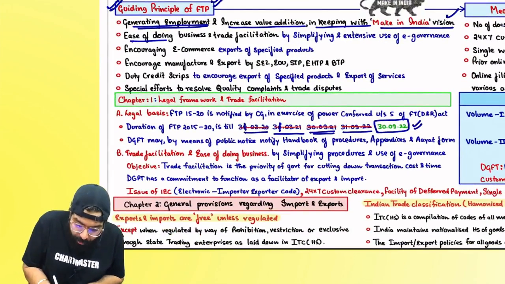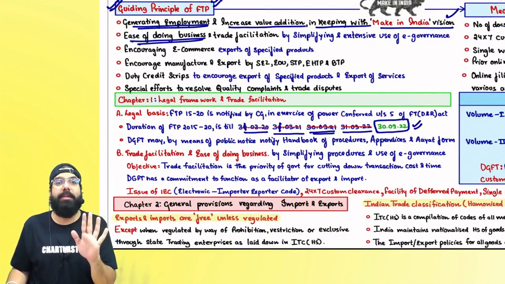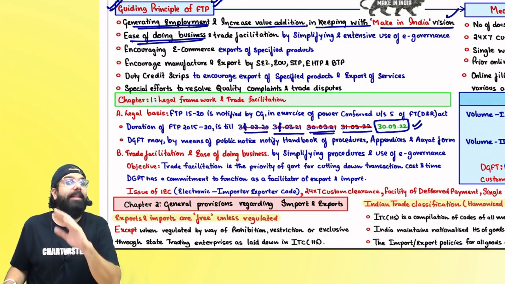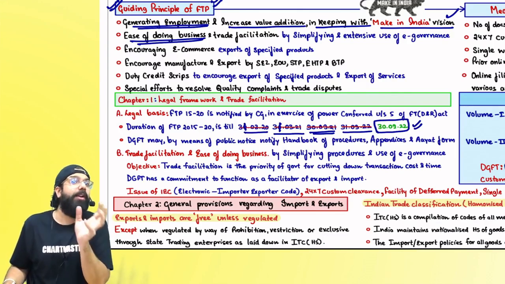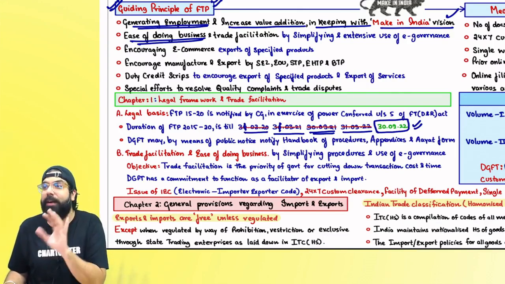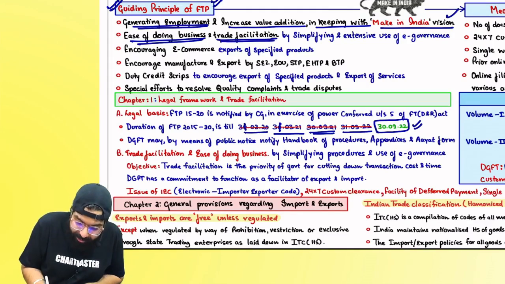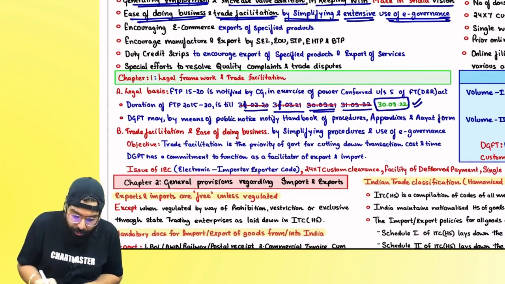Then ease of doing business. All the importers and exporters should have ease of doing business. They should not have a lot of headaches. Simplicity should be there. Icegate.gov.in has been introduced. Now in Icegate, you can file all your documents online. So they are trying to do ease of doing business. Then trade facilitation by simplifying and extensive use of e-governance. Online e-governance is basically used.